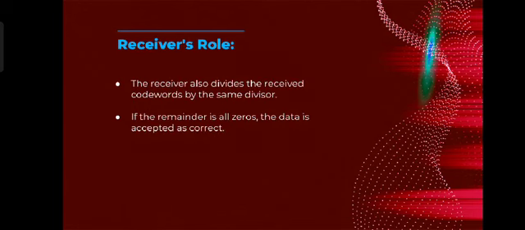What is the receiver doing? The receiver divides the received code word by the same divisor. If we get the remainder as all zeros, then we can say that the data transmitted from the sender part to the receiver part is error free.